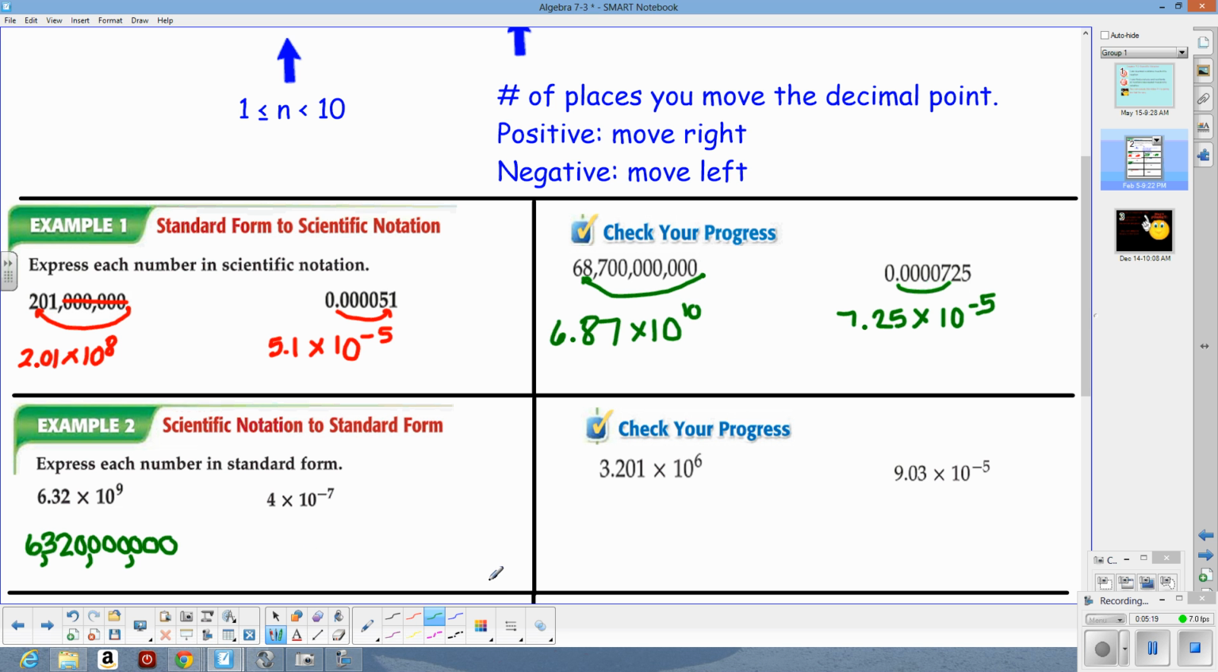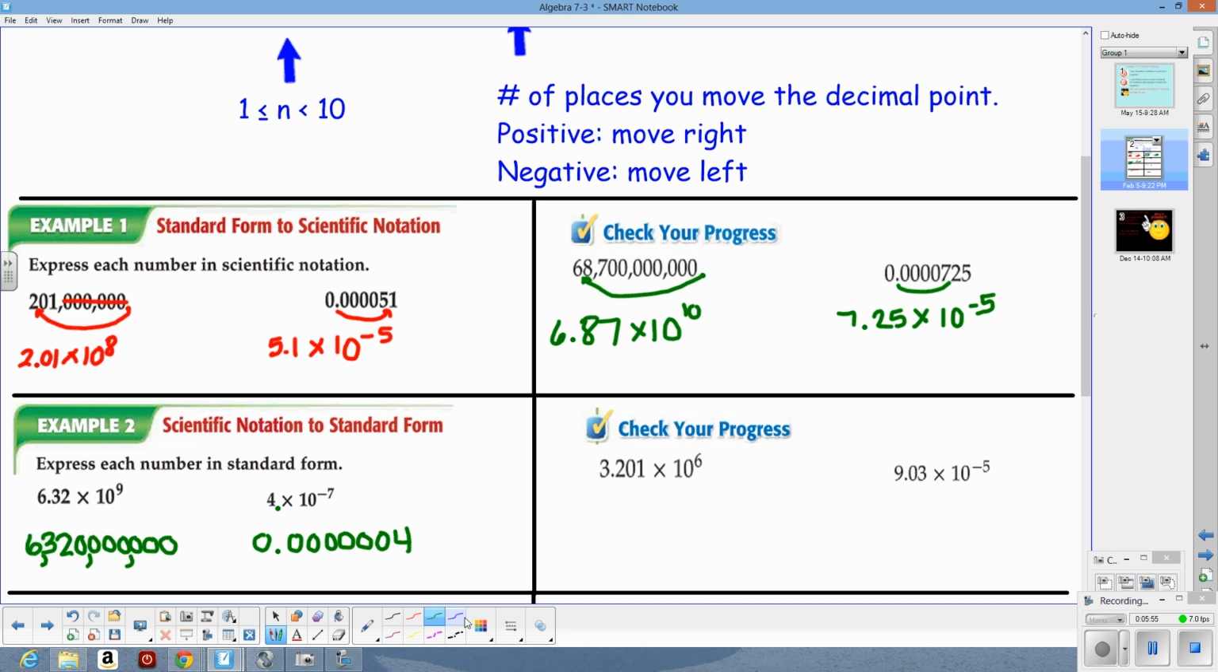Next up, we have 4 times 10 to the negative 7th. Since it's a negative exponent, this means it's going to represent a little itty-bitty number. So we're going to take the decimal point that's after the 4 and move it 7 places to the left. So that means we're going to end up having to put in 6 zeros and then the 4. So 6 zeros after the decimal and the 4. So that's a total of 1, 2, 3, 4, 5, 6, 7 places.